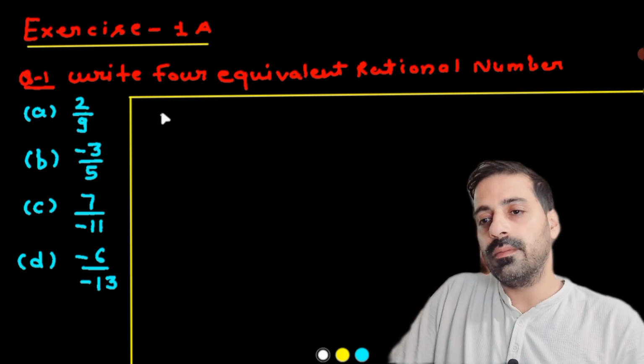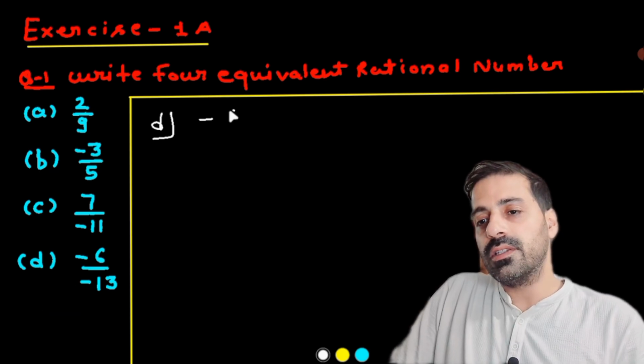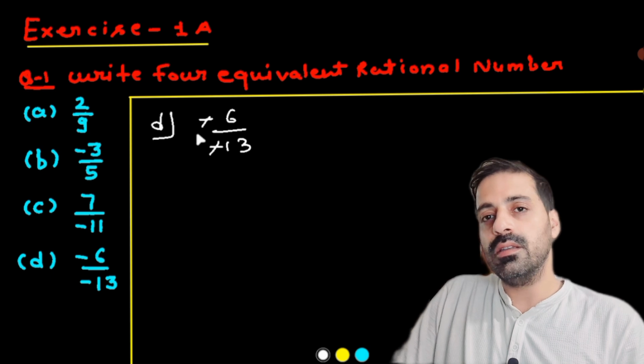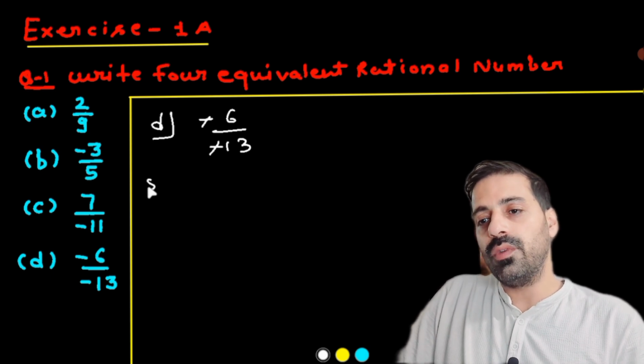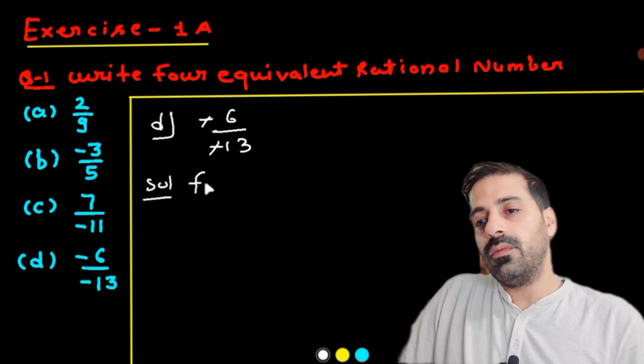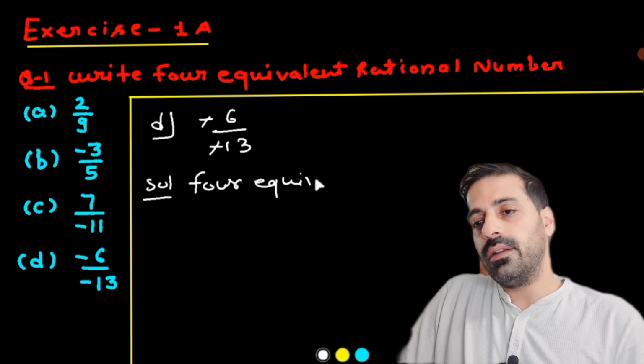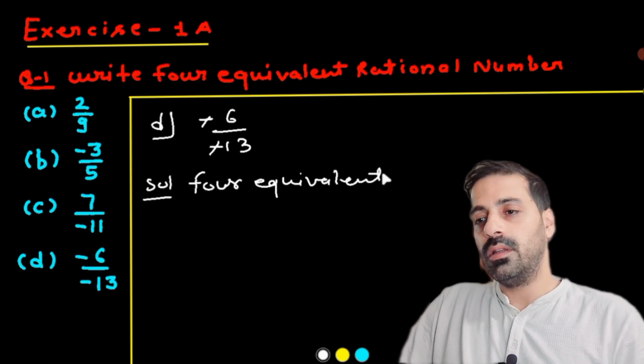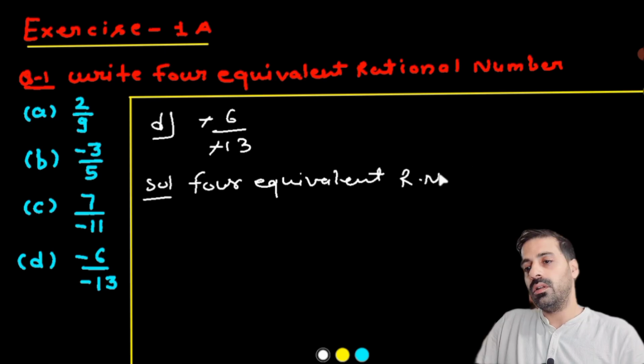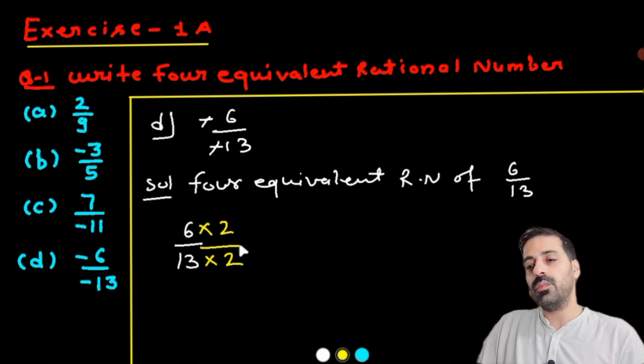D part, that is -16 upon -13. So here the negative signs cancel each other out. So we write 4 equivalent rational numbers of 16 upon 13. So I'll take 16 upon 13 and multiply the numerator by 2 and the denominator by the same number 2.